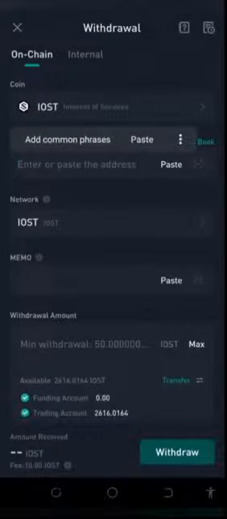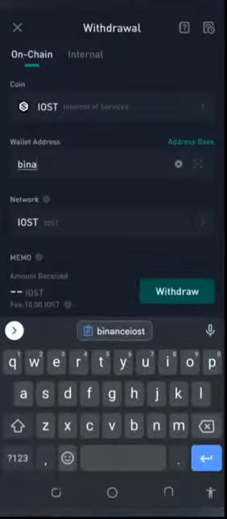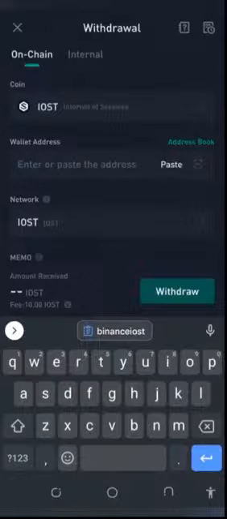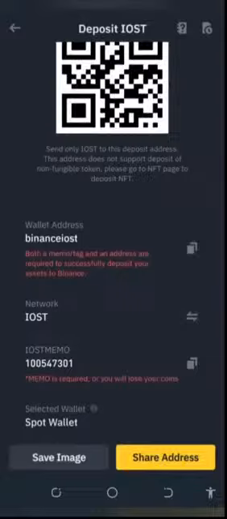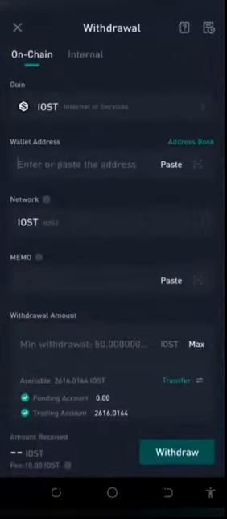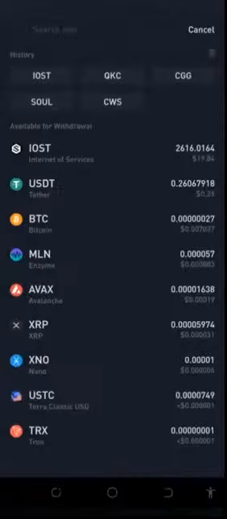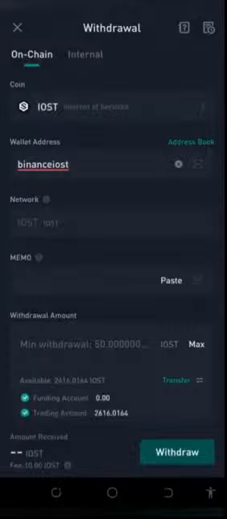Okay, so I was looking for the address. That's it. Oh, sorry. I think I copied the wrong thing. Let's just go back and copy the right thing. Wallet address. It says Binance IOST. That's interesting. Okay, well, I think I still copied the right thing. I don't know why it's looking like that. I think it was just looking funny to me. Of course, if it was wrong, it wouldn't allow me to paste it. Okay, it looks like it's right.